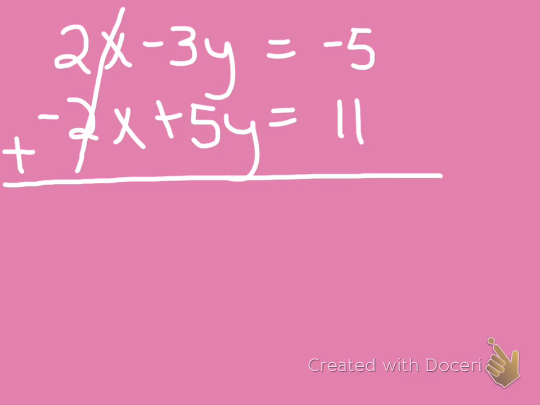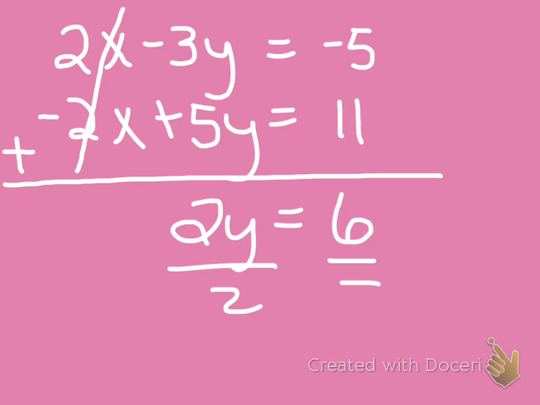I'll have a negative 3y and a 5y, which makes 2y. I'm going to bring down my equals. And negative 5 and 11 make 6. Does this look nice? Now I can divide, and it'll be y equals 3.